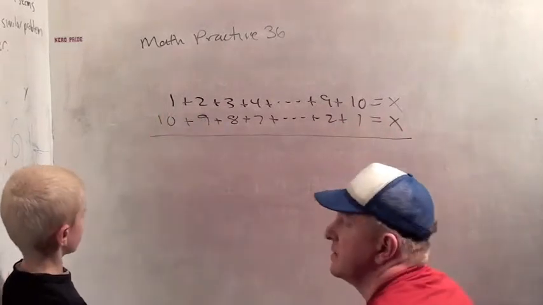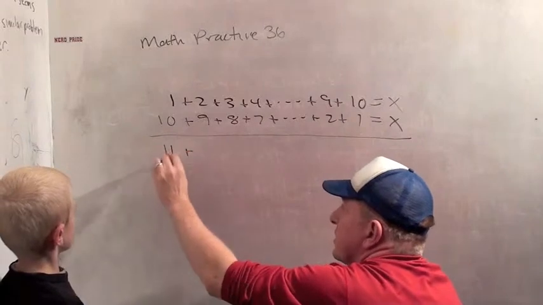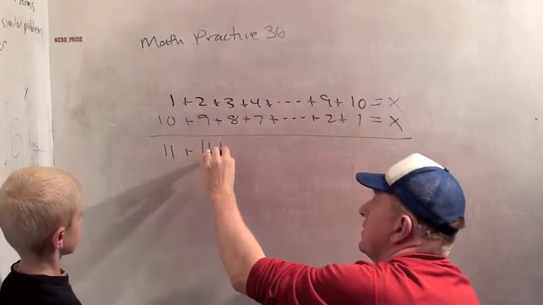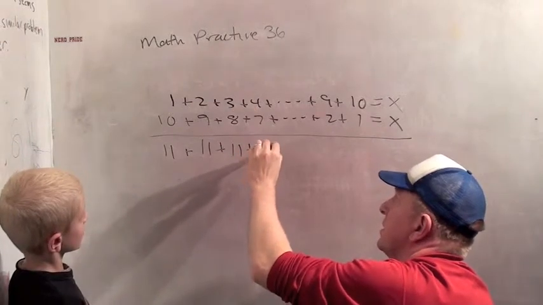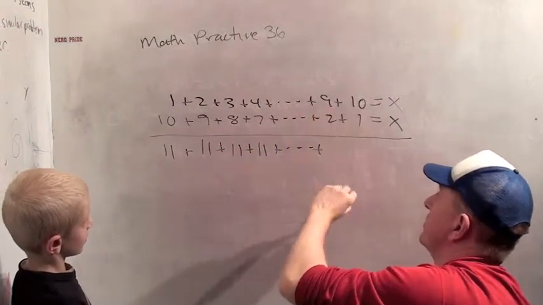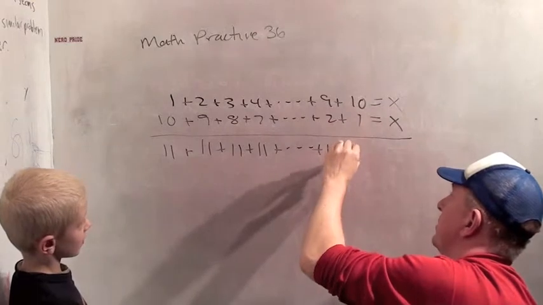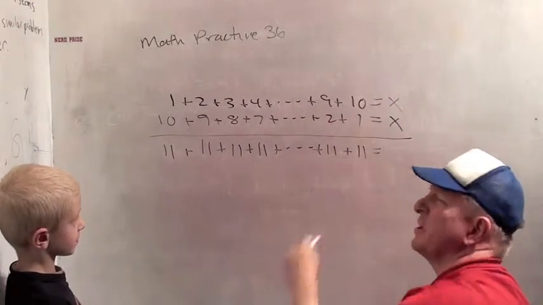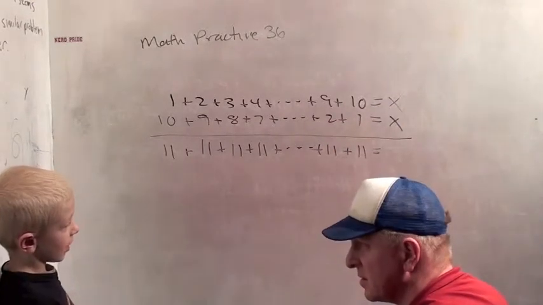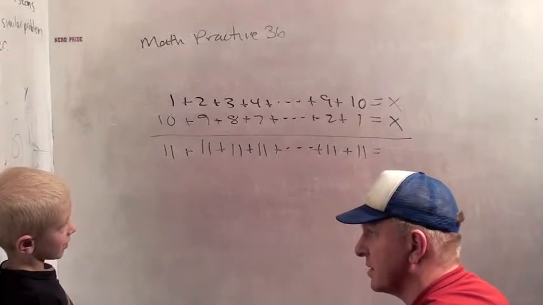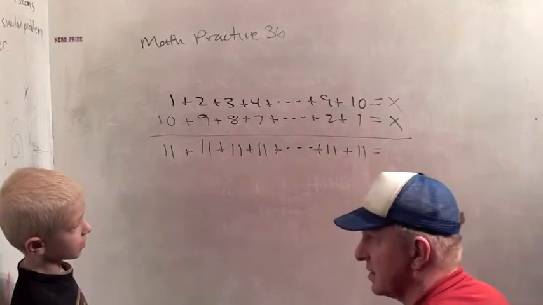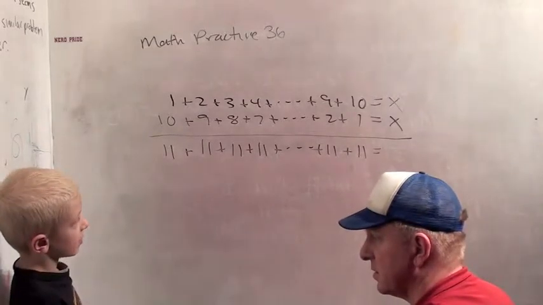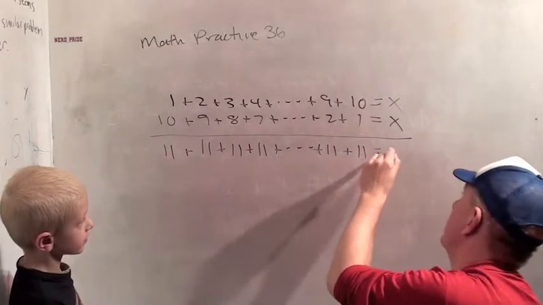What's 1 plus 10? 11. What's 2 plus 9? 11. What's 8 plus 3? 11. What's 7 plus 4? 11. What's 9 plus 2? 11. What's 10 plus 1? 11. And what's x plus x? How many x's do I have if I take x plus x? You have 2, so it would just be 2 x's.